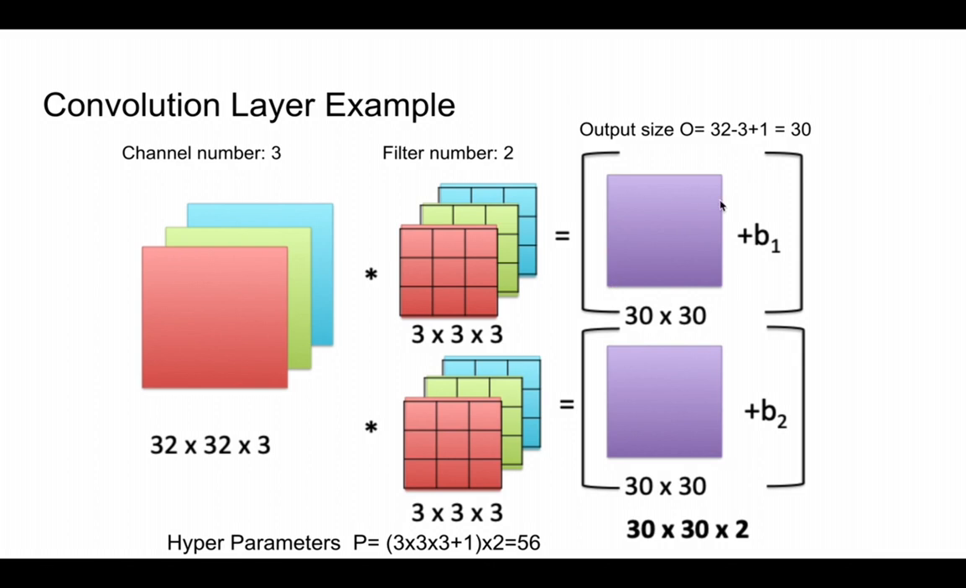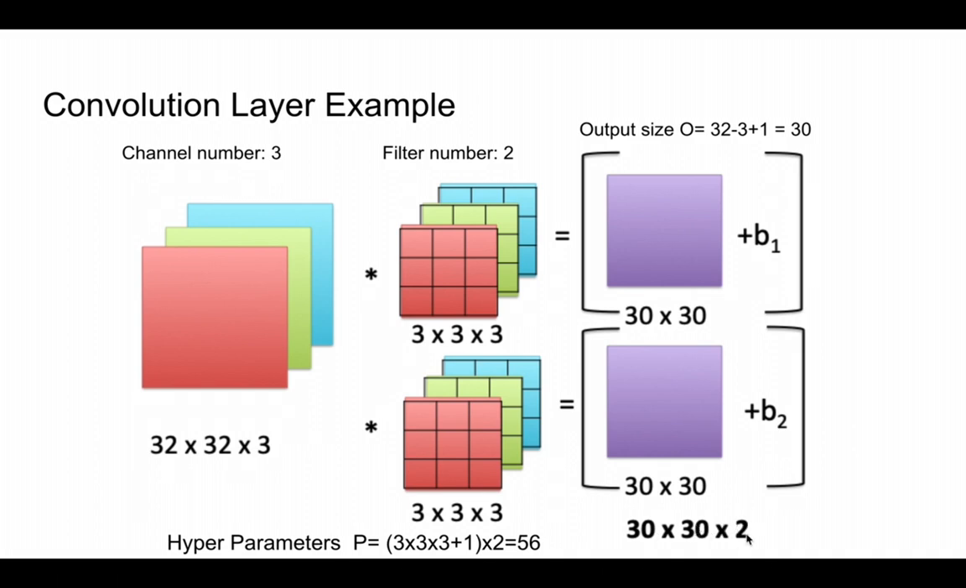And once you get the output image, don't forget to add the bias term to all the numbers. And each of the filters will create an output image. So the volume of the output image will be 30 by 30 by 2.